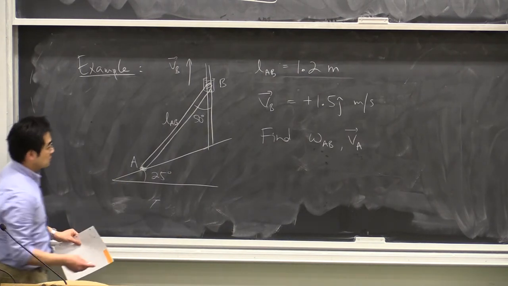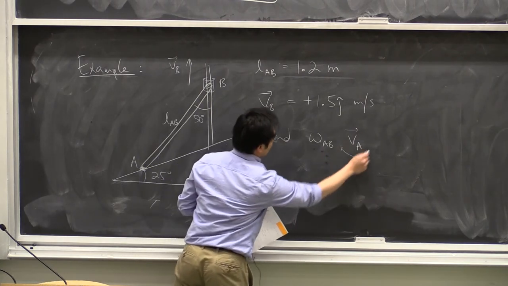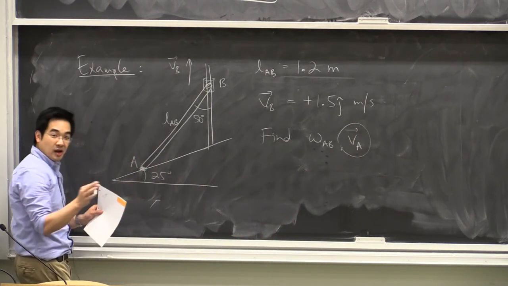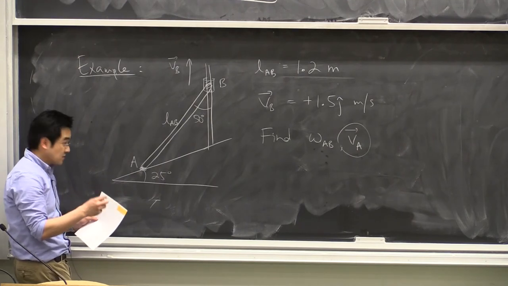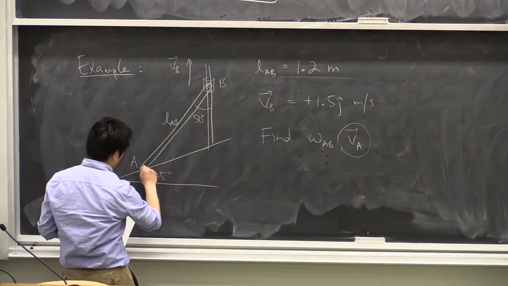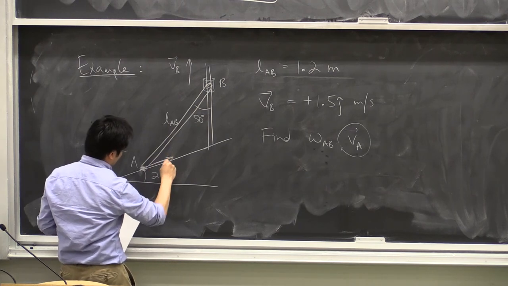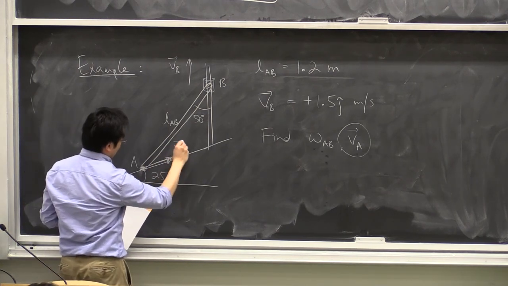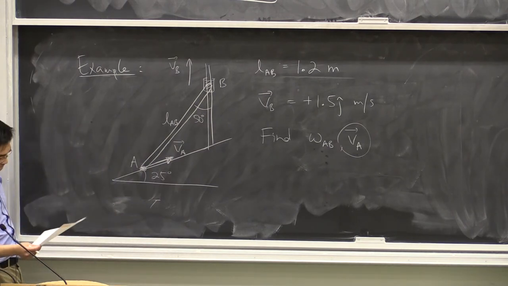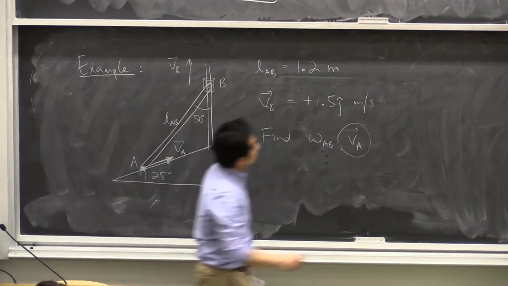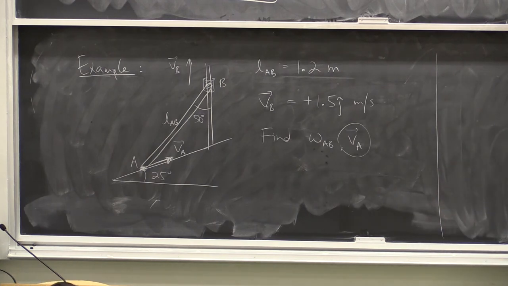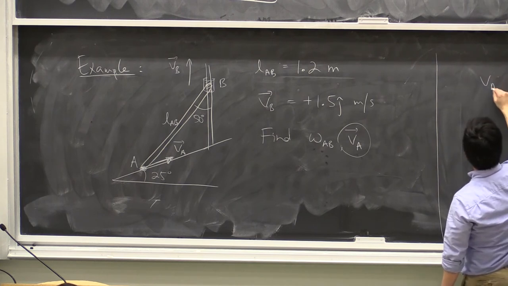So how do we go about solving this problem? The first thing is this velocity vector at A. There's one extra clue, and that is that point A is not going to lift up off the surface. We're going to assume that point A is sliding right along the incline. So VA actually has a direction that we know of. So you seem to know everything about B, and then we want to know what kind of unknowns we have.